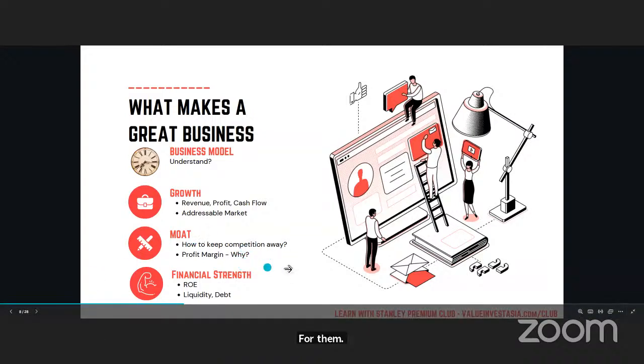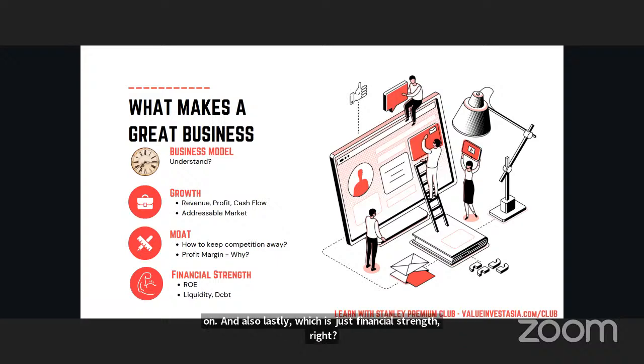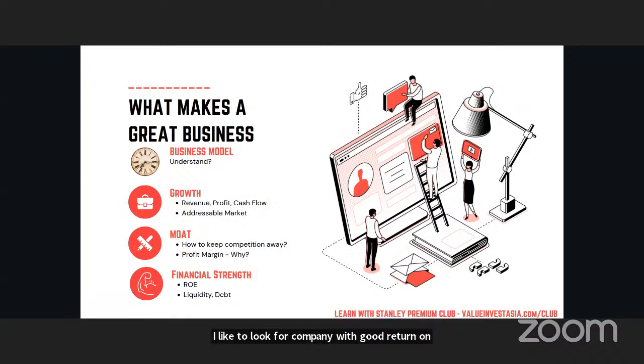So this is something that we'll look at later on. And lastly, which is just financial strength, right? I like to look for companies with good return on equity, meaning that the money we retain in the company, they can continue to earn a good return from it. So return on equity, right? How much money they retain, they are able to still generate good return. Liquidity, mainly if their cash flow is doing well, and also debt. Make sure I don't like companies with too much debt.